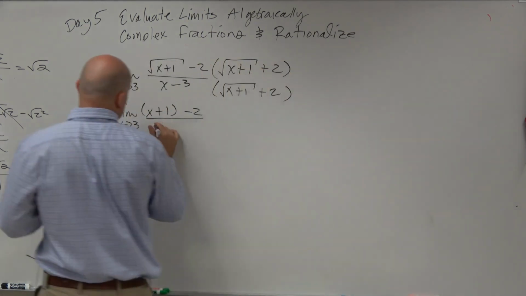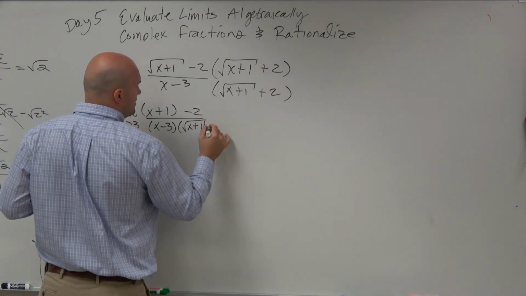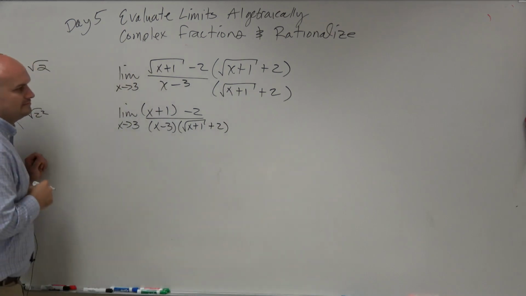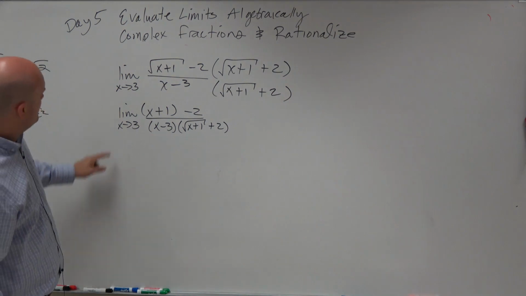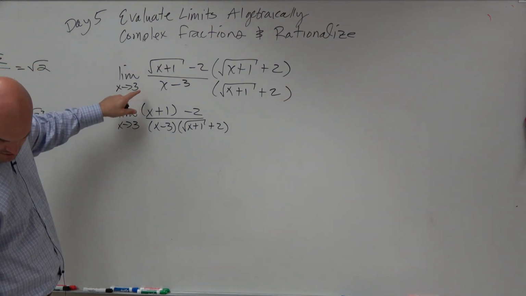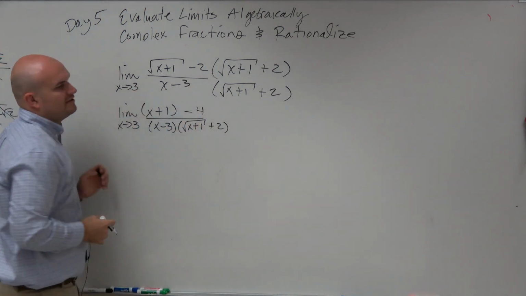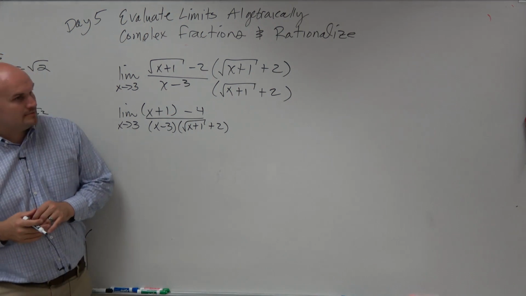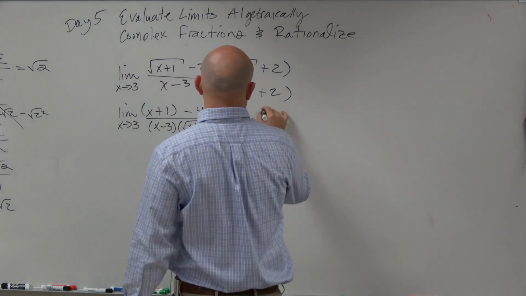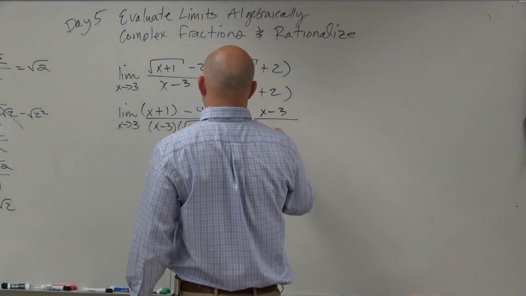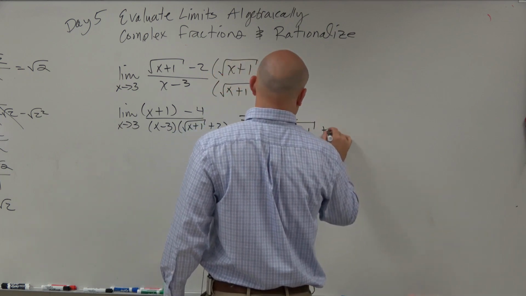And then in the denominator, we're just going to leave this as x minus 3 times the square root of x plus 1 plus 2. Oh, I'm sorry. I multiplied that wrong. Negative 2 times 2 is negative 4. Okay? Now, when we go ahead and simplify this, this becomes x minus 3 all over x minus 3 times the square root of x plus 1 plus 2.